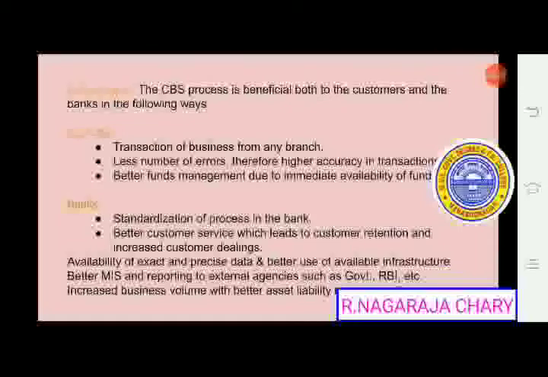Without customers there are no banks, because from the customers, deposits are collected. So better services are to be provided to the customers. That is a duty and a responsibility of the banks. Because of this CBS system, CBS process, banks will provide better services to the customers.